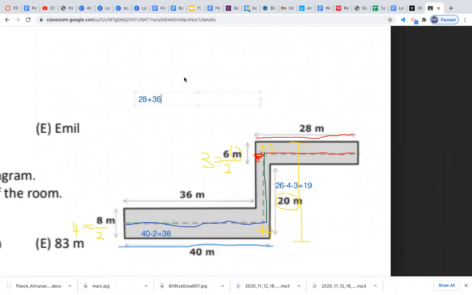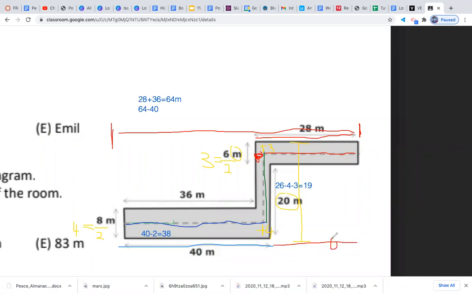plus 36, we get the distance of the full thing all the way across. So that is what's being calculated here. And by the way, if you have a calculator or a helpful mental math whiz brain, that equals 64 meters, this whole red thing. Now we need to subtract 40 from that, because we have this bit over here that we need.